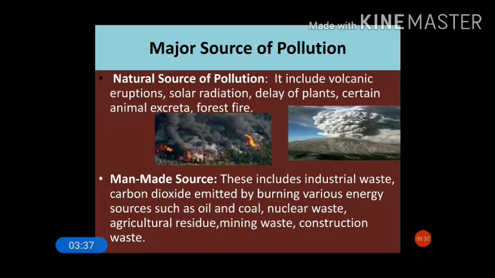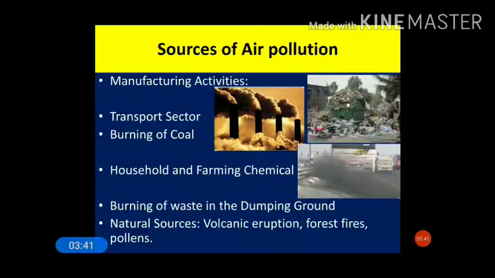Now we'll be discussing them one by one. First we'll discuss air pollution and its major sources. The first source of air pollution is manufacturing activities. This is the use of technological products, the latest forms of technology, due to which certain sources of pollution are generated in the environment. Every industrial sector produces some amount of air pollution or pollutants.